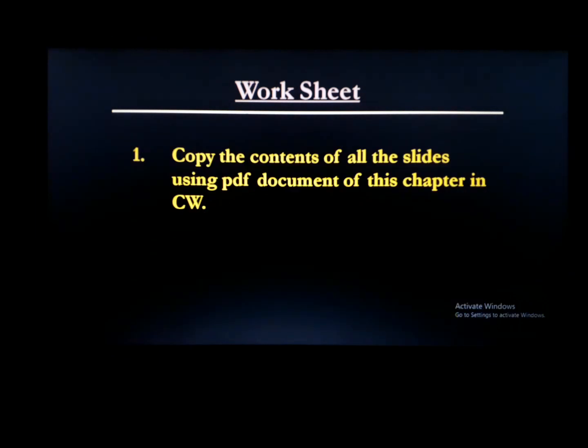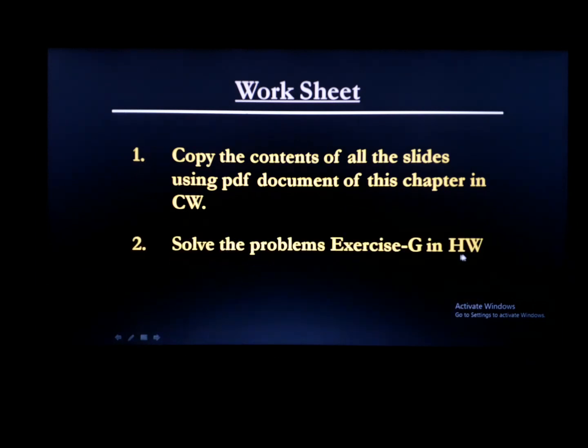I explained 4 problems now. So you can practice these problems at home and solve the same type of problems given in the homework.